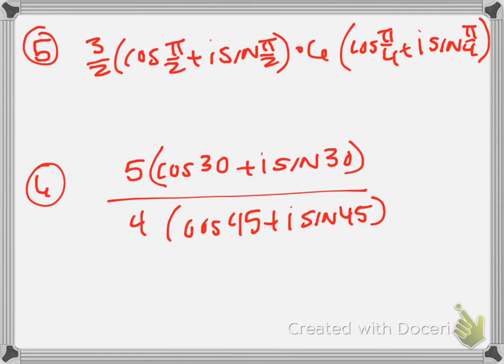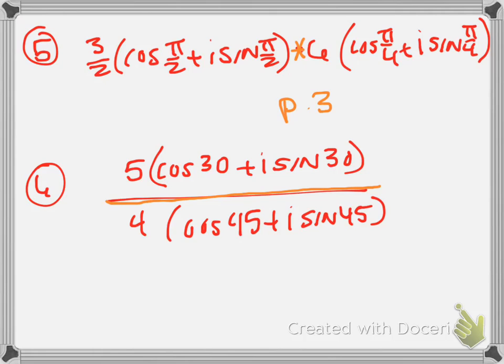Alright, and now we're down to the end. The last thing you have to do is, in number 5, we are going to multiply complex numbers in trig form, and then in number 6 we're going to divide complex numbers in trig form. It looks really complicated when you first look at it, but actually this is the easiest part of the whole unit. So I'm going to get out of your way a little bit.